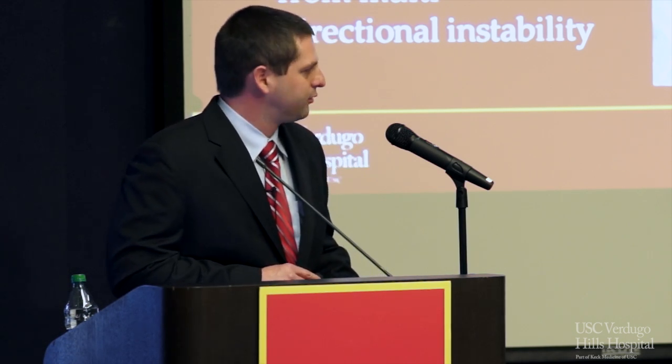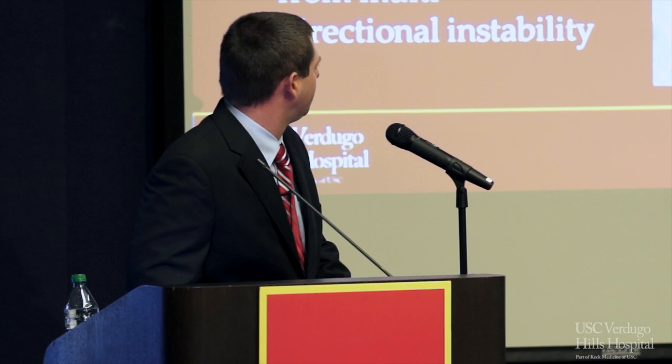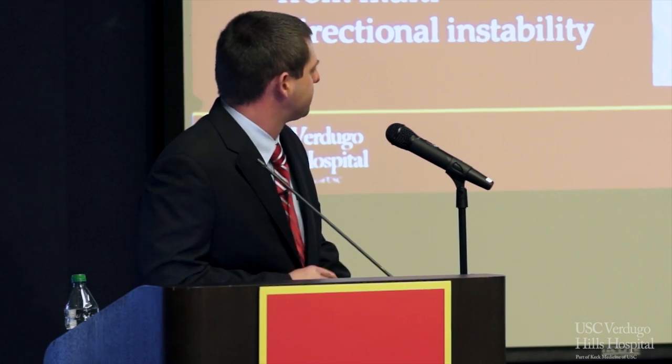So the shoulder has the best range of motion of any joint in your body, and so that also unfortunately makes it the most unstable. It still takes a little bit of force to get it out of joint, but it does happen pretty commonly in sports, contact sports, hockey and football. It's pretty common in basketball.